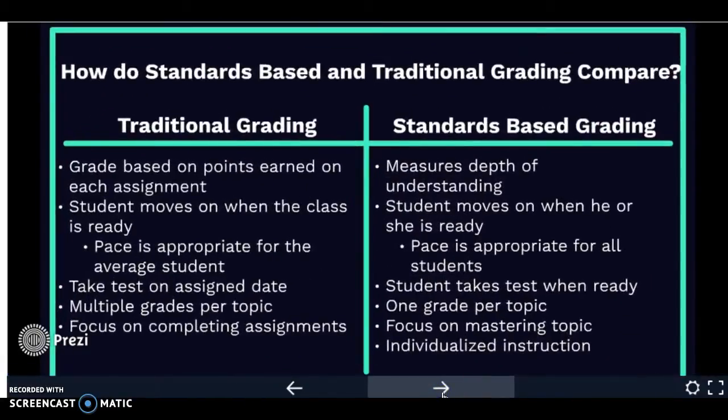So how does this look different than a traditional grading system? Well, in a traditional grading system, the grade was based on points earned on each assignment. We found that homework too greatly impacted a student's grade, sometimes falsely representing their true understanding. In standards-based grading, their grade truly measures their depth of understanding.